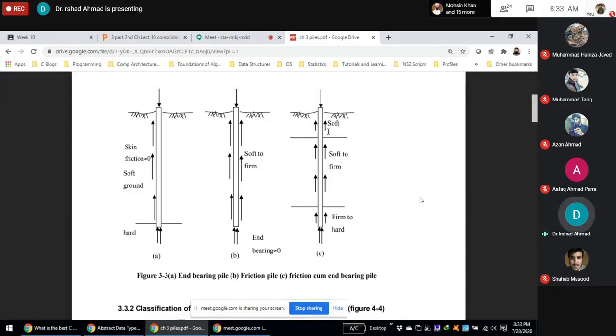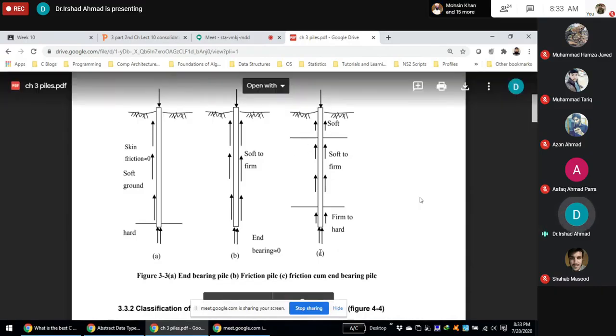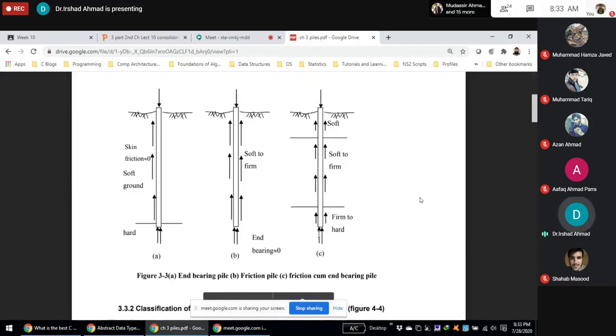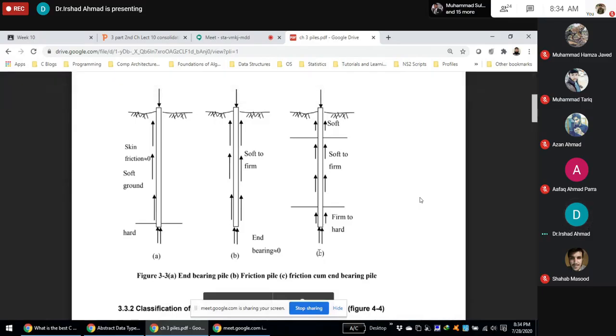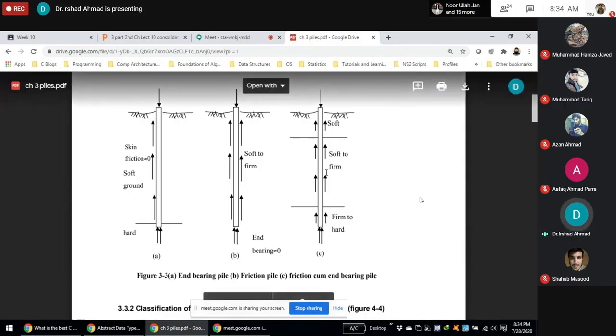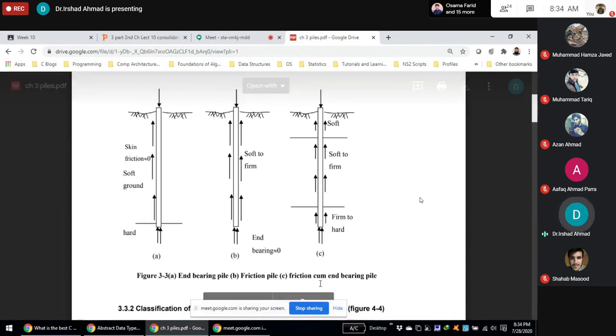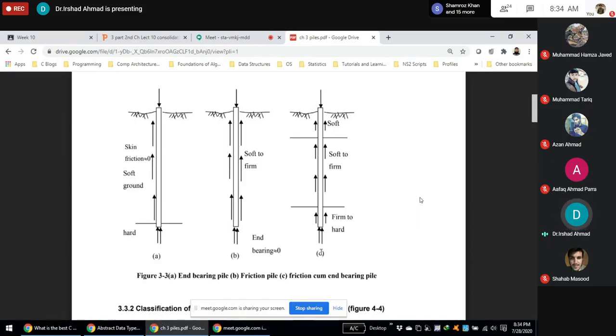And if you have a situation where you have firm soil around the pile and also have a firm or hard soil at the end, right, so you have both resistances, friction resistance or skin resistance from the sides, and at the base, huge resistance. So these are called friction cum end bearing pile because friction resistance is there and end bearing resistance is there. So this is the classification of piles according to how they derive their resistance from the soil.